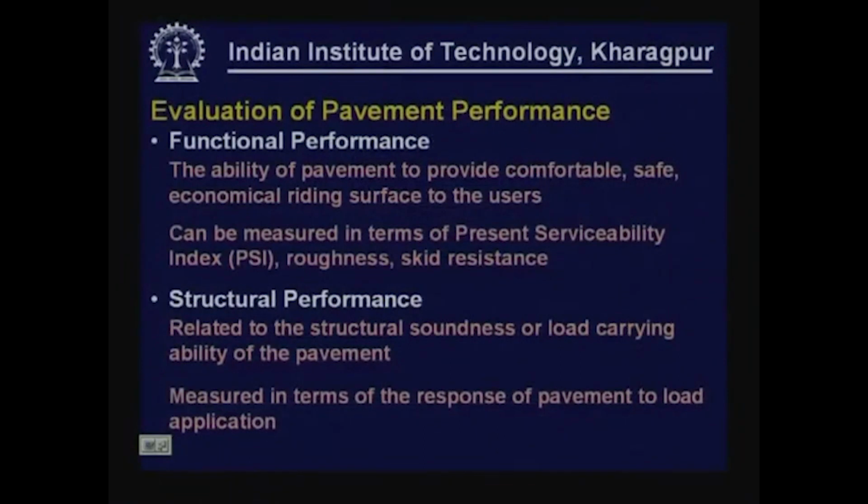As long as the pavement is in a position to give satisfactory service to the road user in terms of a safe, comfortable ride, the pavement continues to be in a functionally acceptable condition. The functional performance can be expressed or measured or quantified in terms of either the present serviceability index, the index that was discussed in the case of AASHTO pavement design, or in terms of roughness, or in terms of skid resistance, or any other parameter that is related to the surface that could be related to the safety and comfort of the road users.